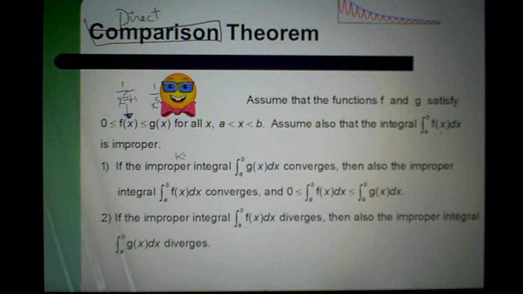If I know the improper integral with g, which is the bigger guy, converges, then the one I don't know, but who looks, think of it as cousins, who looks a lot like the one I know, then the integral of that function will always also be smaller than the integral of this one. And therefore, since this one converges by the direct comparison test, this one will converge as well.